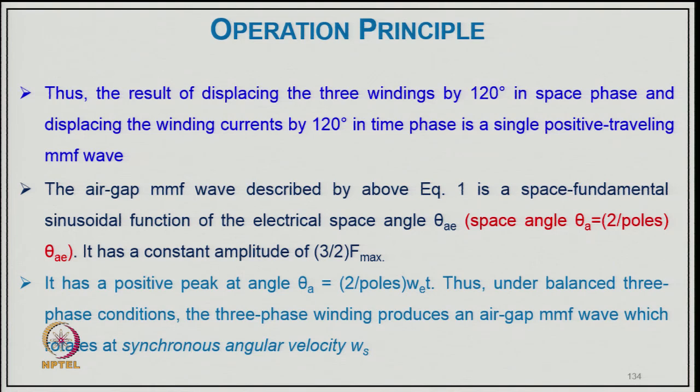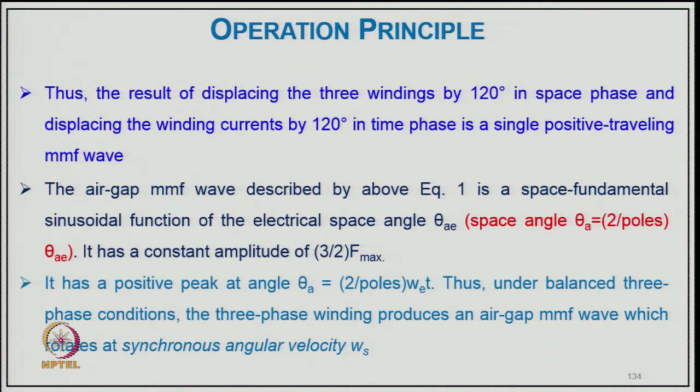Thus, displacing the 3 windings by 120 degrees in space phase and displacing the winding currents by 120 degrees in phase results in a single positive travelling wave. The air gap MMF wave described in the equation is a space fundamental sinusoidal function of electrical angle, that is, space angle θ equal to poles by 2 into θ_e. It has a constant magnitude of 3 by 2 F_m. It has a positive peak at θ_a equal to 2 by poles ω_e t.